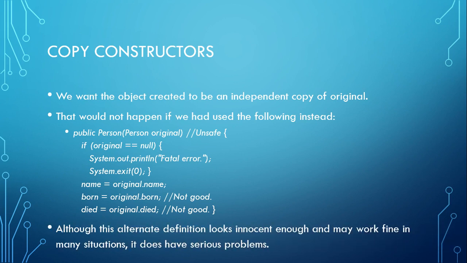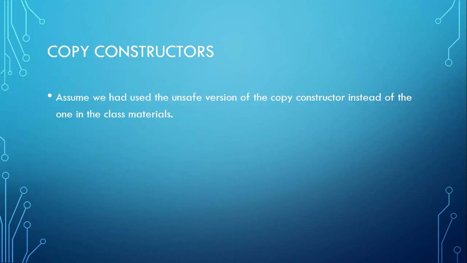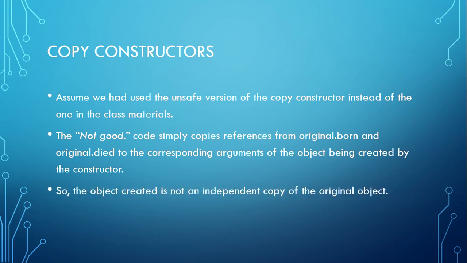Although this alternative approach kind of looks innocent and may work fine in some situations, it does have some serious issues. Assume that we had used the unsafe version on the previous slide instead of the one that's in the class materials. The not good code simply copies references from original.born and original.died to the corresponding arguments of the object being created by the constructor. So the object is not an independent copy of the original object.